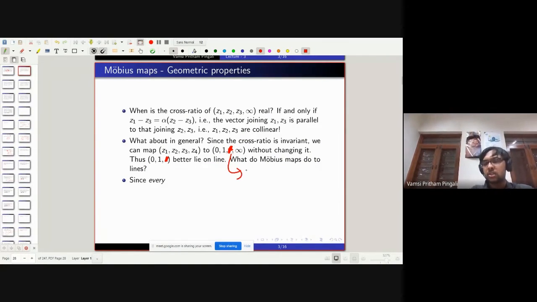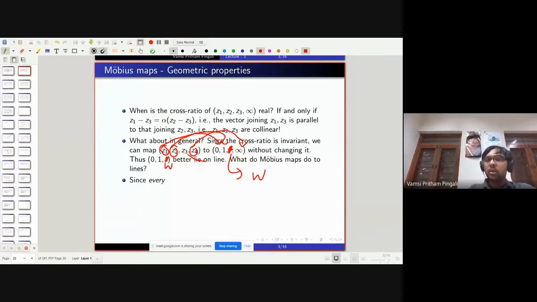Let's call this something, say W. So the cross ratio does not change under Mobius maps. We can always take this to 0, this to 1, and this to infinity by means of a Mobius map. No problem. This will go to some W. We don't have any control over what it goes to, but we don't care.